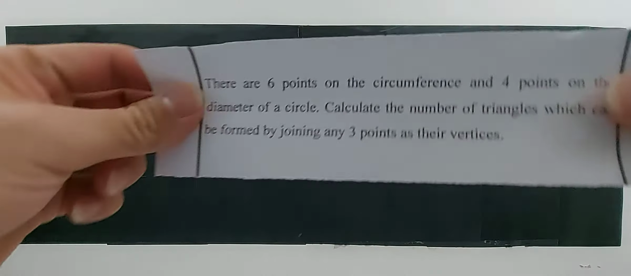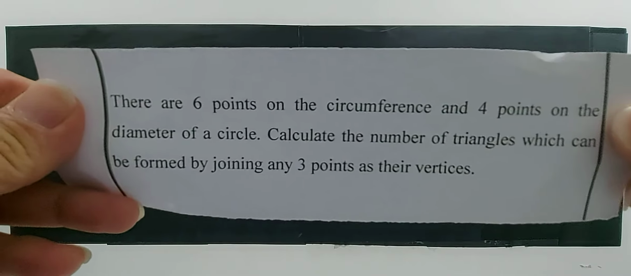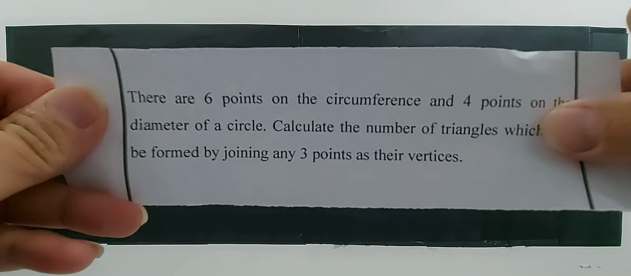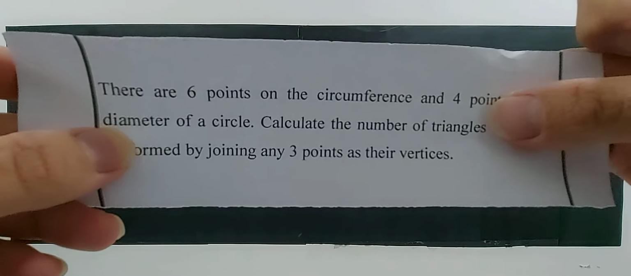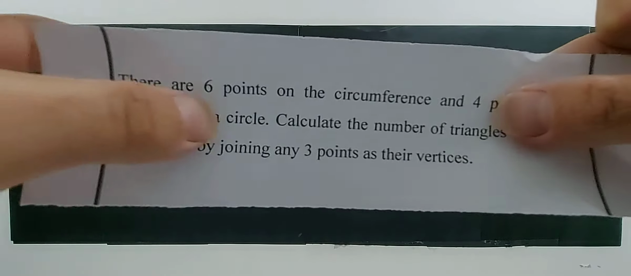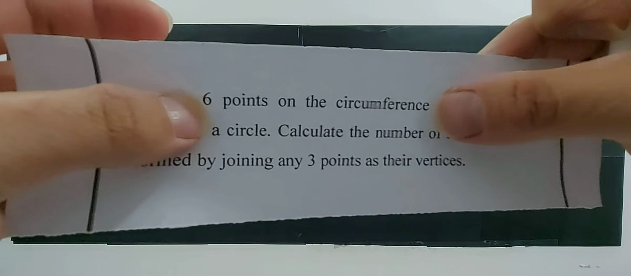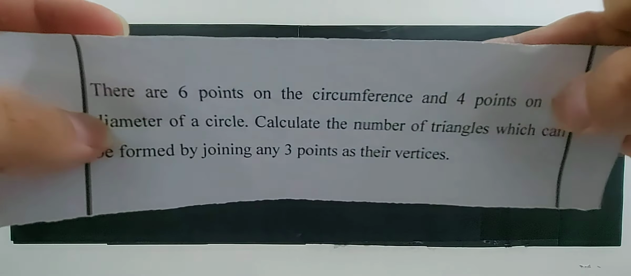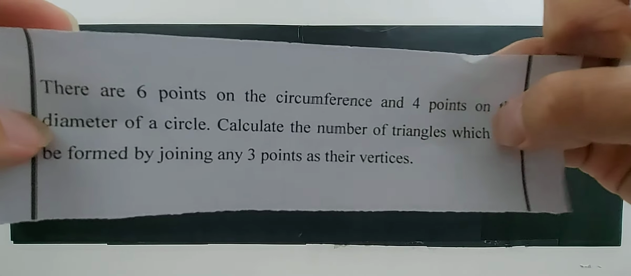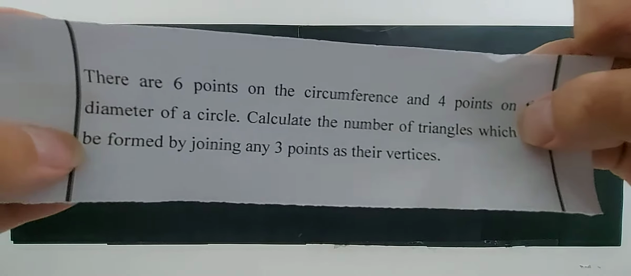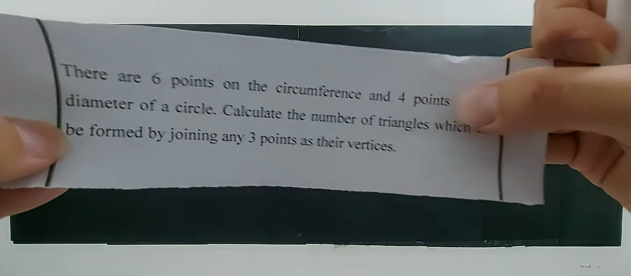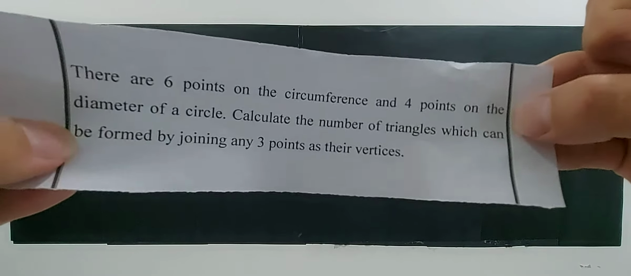Alright, okay, let's look at this question. There are 6 points on the circumference and 4 points on the diameter. And I consider these 4 points, only 6 points on the circumference. Okay, the 6 special points on the circumference. And these 4 points are on the diameter, right? Even though the diameter can also be on the circle, by telling you the 4 points are only on the diameter, they are not at the ends of the diameter, no.